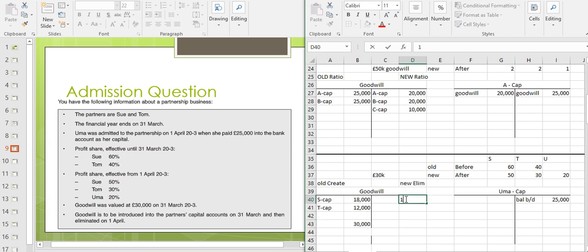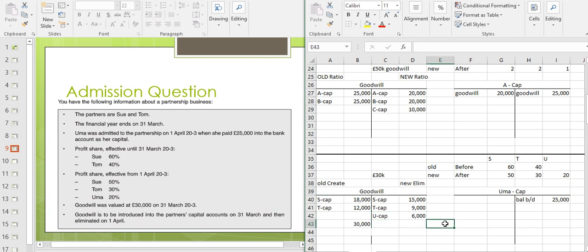So we have 15, we have 9, and then we have 6. I'm going to copy the detail over. Sue, Tom, and Uma capital.